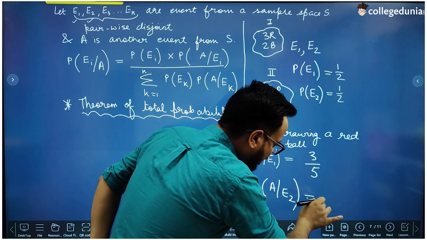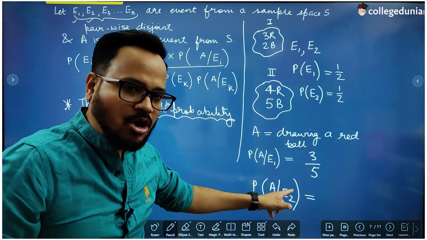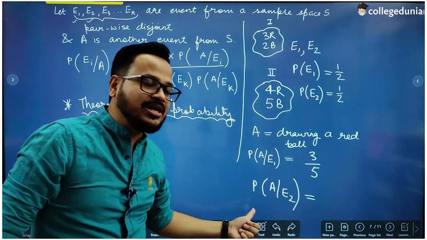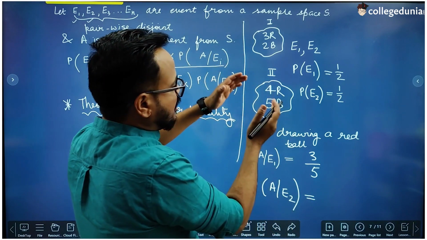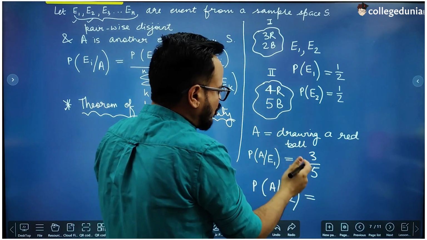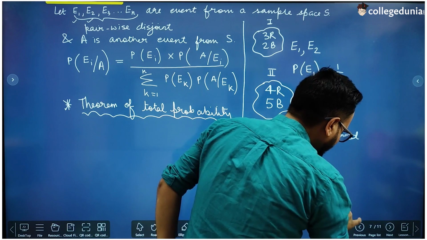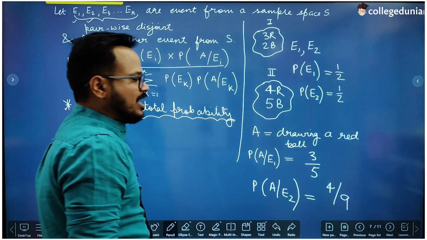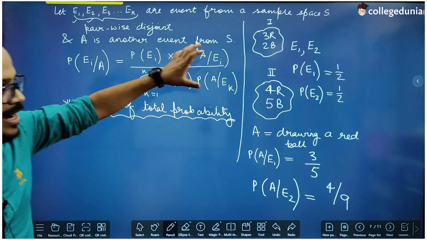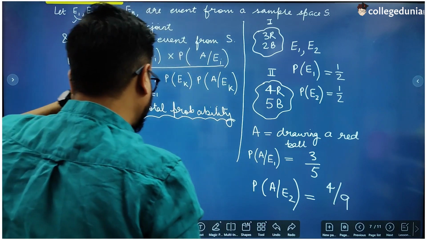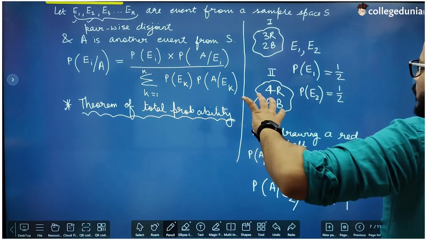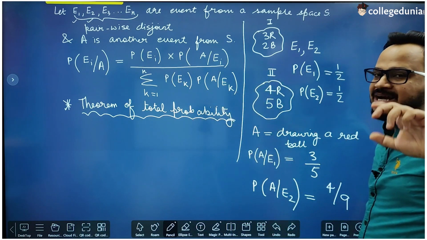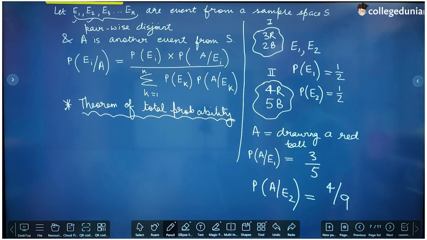This is the probability of first selecting bag 2 and then drawing a red ball from that bag, right? So the probability of drawing a red ball from bag 2 is 4 by 9. Okay, now combine all these. If we now apply the multiplication rule of probability, right?